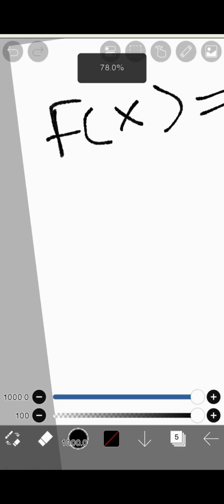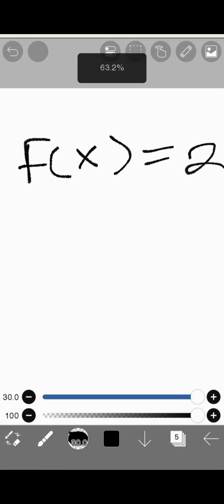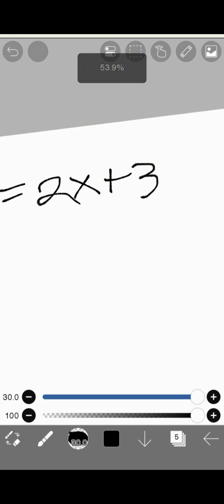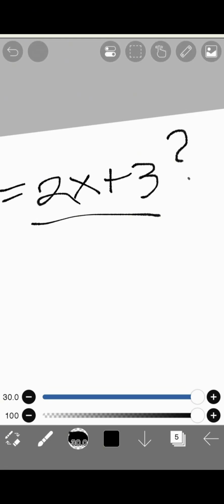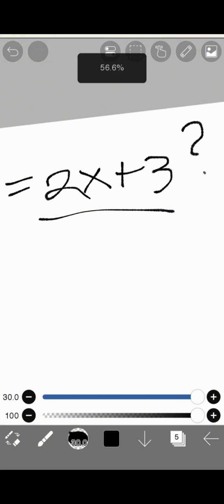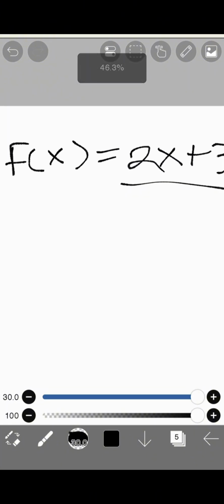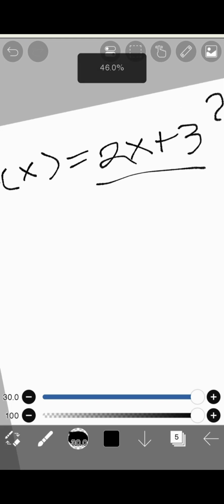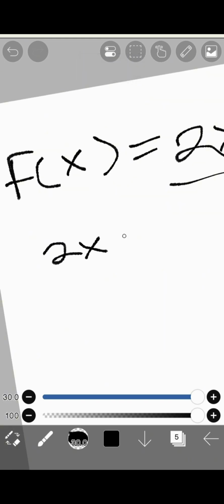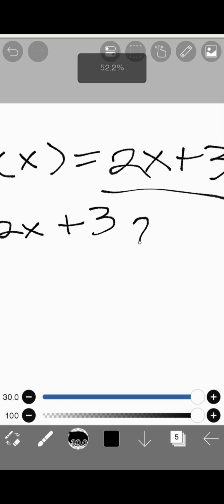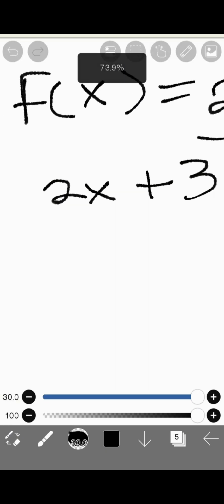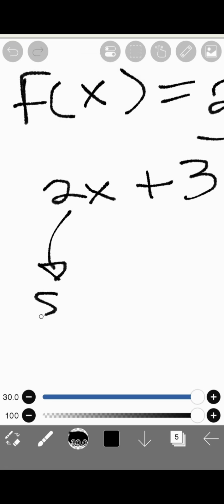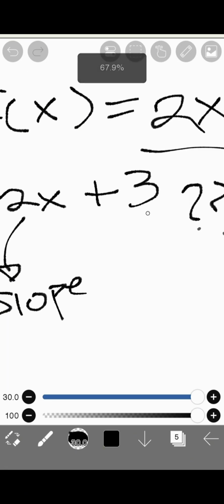Okay, so I have a question to ask you. Can you simply graph a linear function just by looking at its equation? If you said no, then unfortunately you're wrong. Because yes, you can simply graph a function just by looking at its equation. So we have 2x plus 3. Now what can we get from 2x plus 3? Well, this is our slope. And this is the y-intercept.